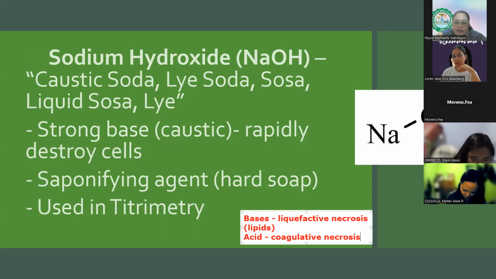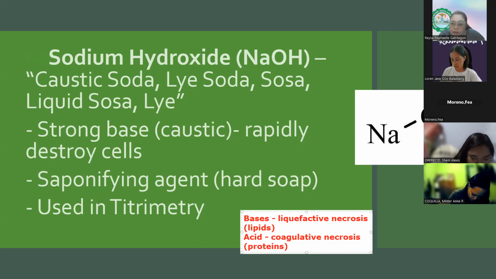Pag acid kasi, ang target is the proteins. Ang proteins, pag nalagyan ng acid, mag-coagulate, magkukumpul-kumpol kasi yan. So, pag may nakita kayong person na, example, nalagyan ng acid sa mukha, parang nag-keloid siya, yun ang result after. So, mas mahirap actually kung basic na substance ang napunta sa skin ninyo, kasi ma-erase na, matutunaw siya. Liquefactive necrosis. Okay?